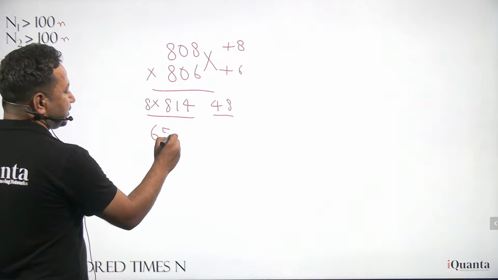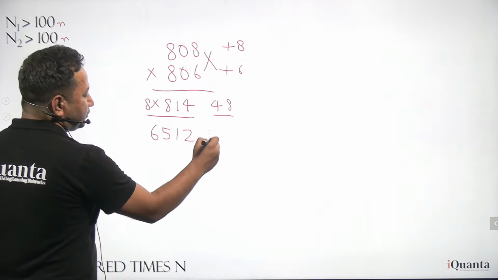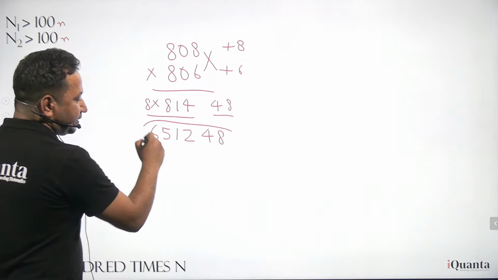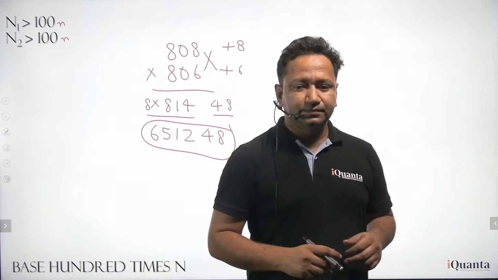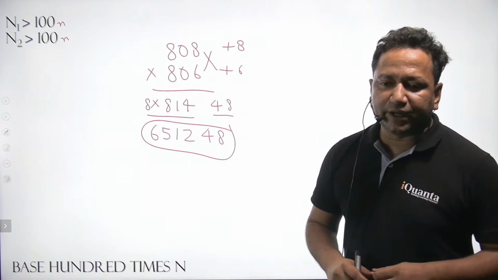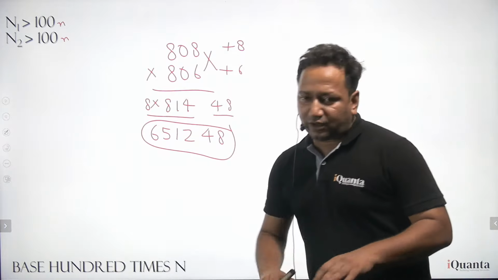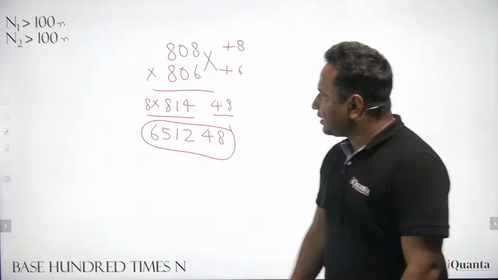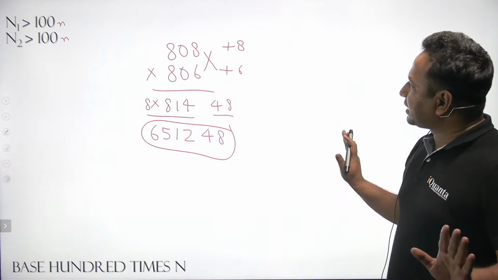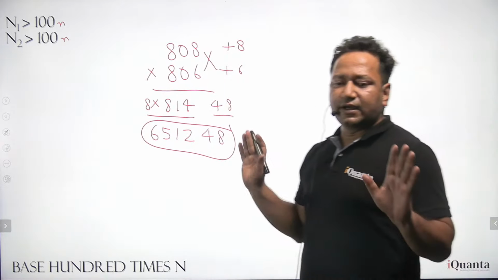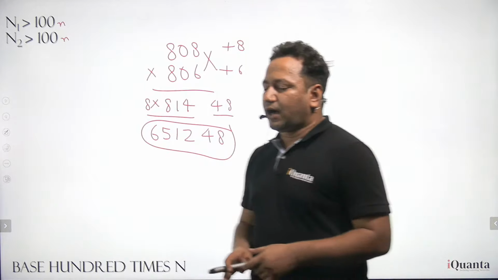6, 5, 1, 2, 4, 8. Is this what you have got? 6, 5, 1, 2, 4, 8. Very good. Well done. Perfect. So that means all the people who are watching this session are now comfortable with this kind of multiplication where the numbers from same bases are involved.